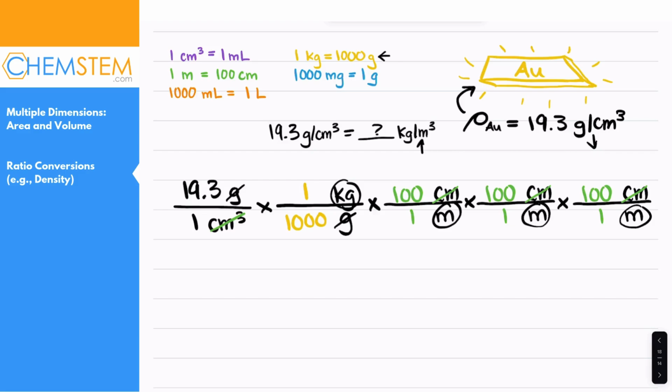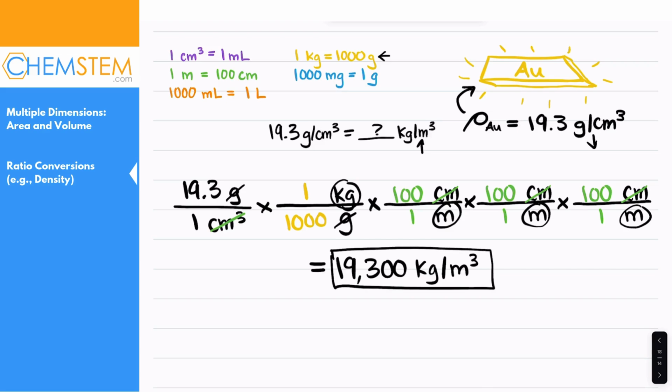So now we can do our math. And we get an answer of 19,300 kilograms per cubic meter. It's just another way to express the density though. So that would be our answer.